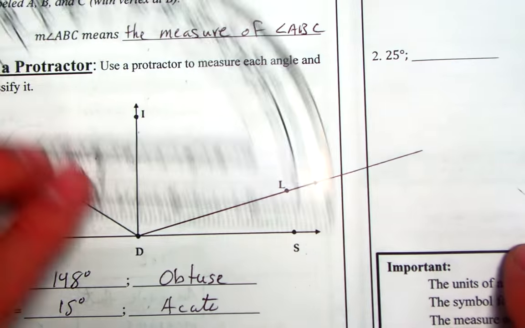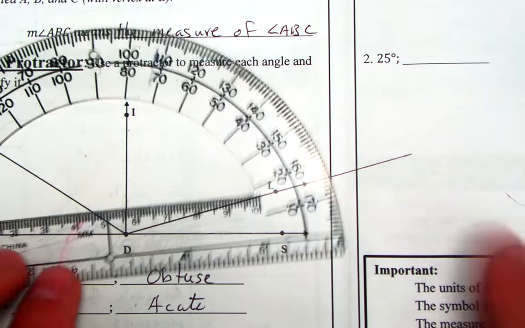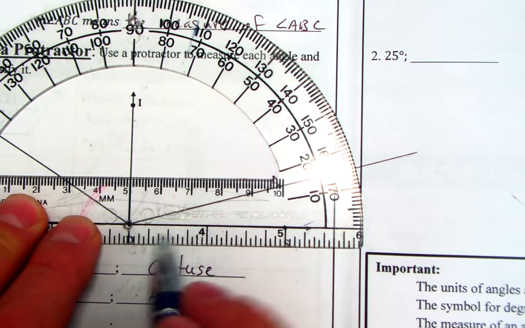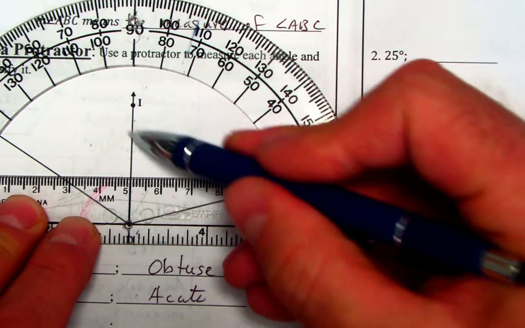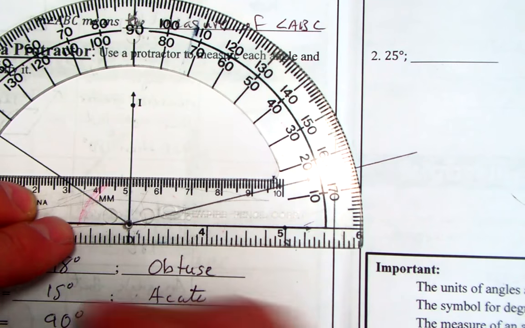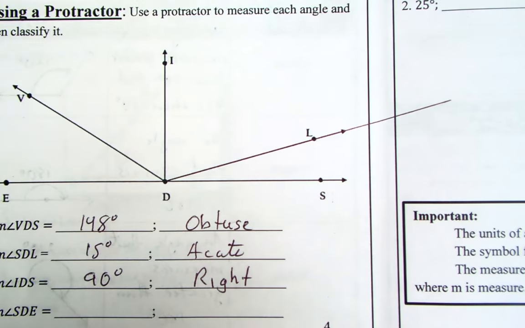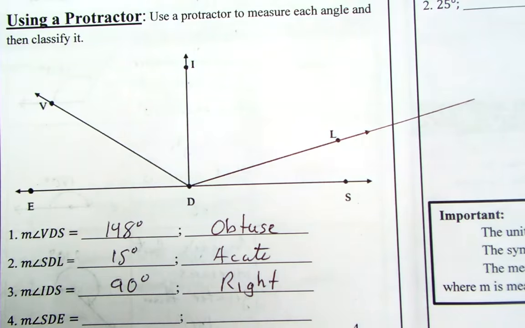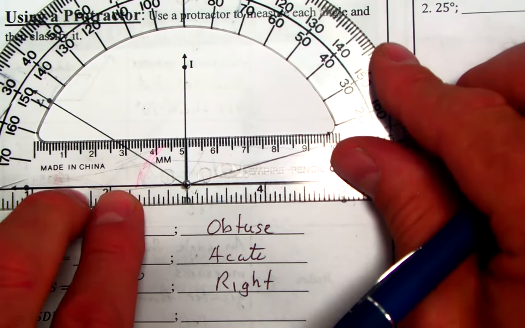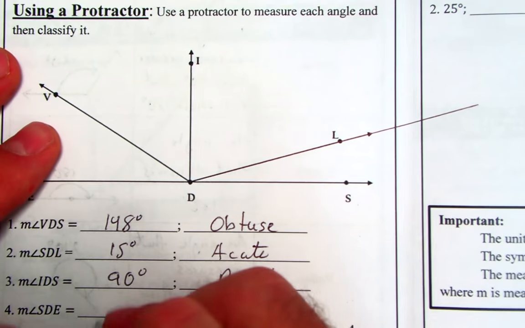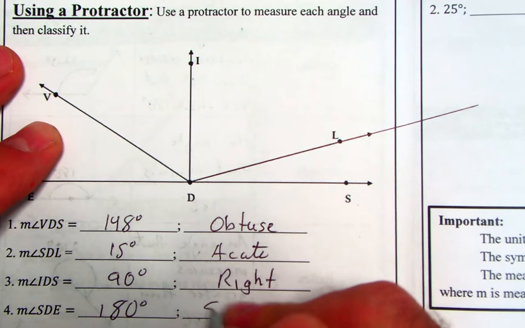IDS, well, I think you can see where this one's going. Here's our initial side. We look where our terminal side intersects with the protractor, and that's at 90 degrees. So that's a right angle. And then the last one, SDE. You can see that that's obviously a straight line when you line this up on the protractor. The initial side and the terminal side are both on the line. So that's 180, and that's straight.